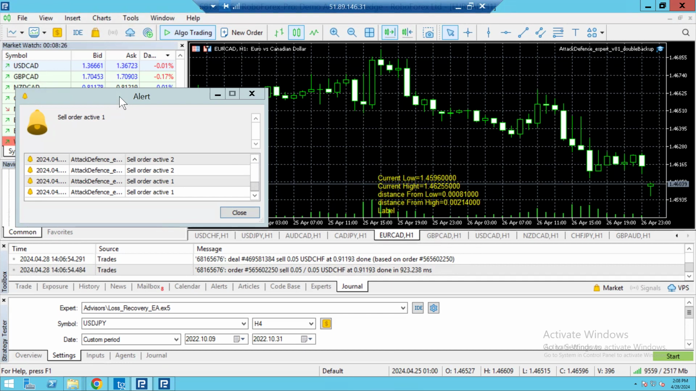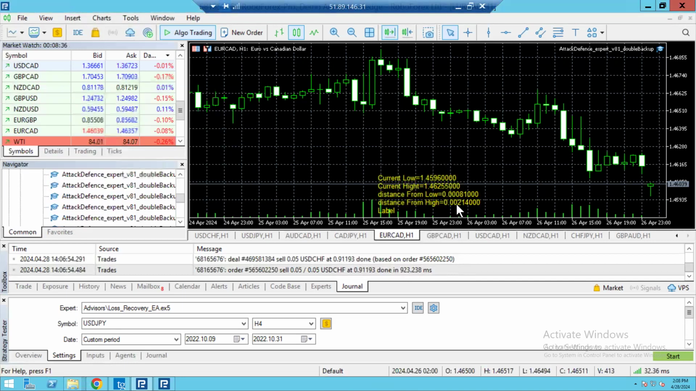So from this information, you can see that the market is nearer to the low than to the high. So this means, according to this, the market is currently a sell market, because the distance from the low is lower than the distance from the high. So the current bid for now is a sell market according to this information. Okay.